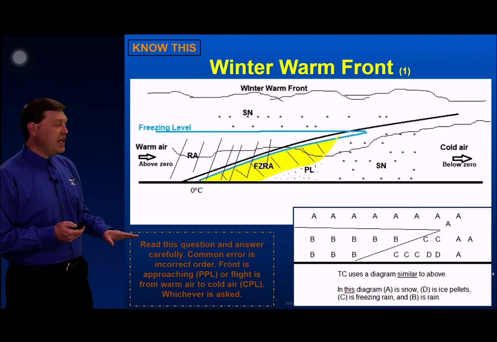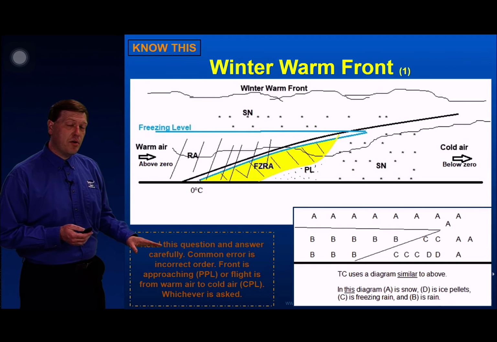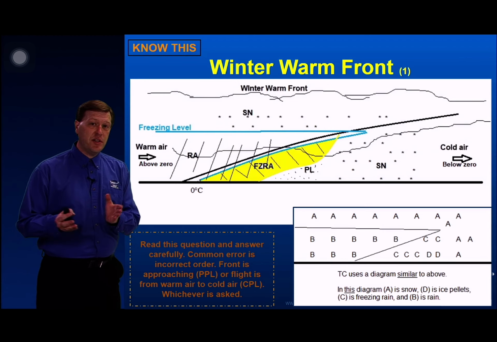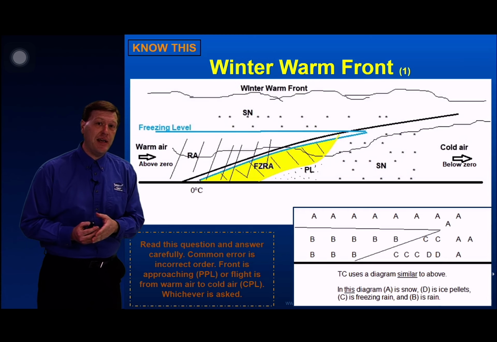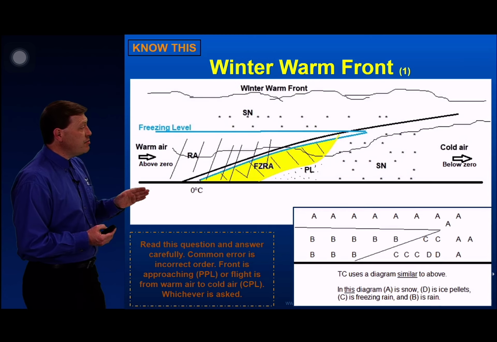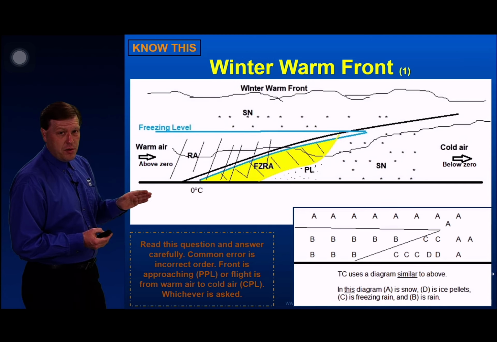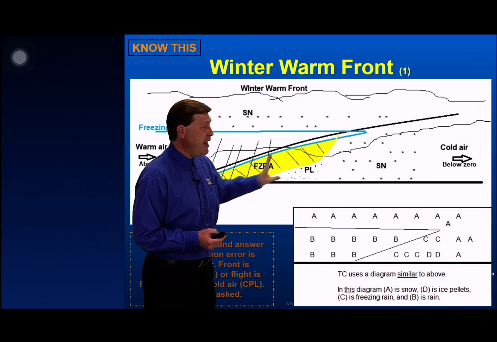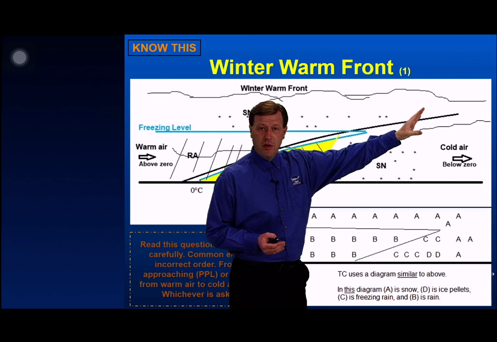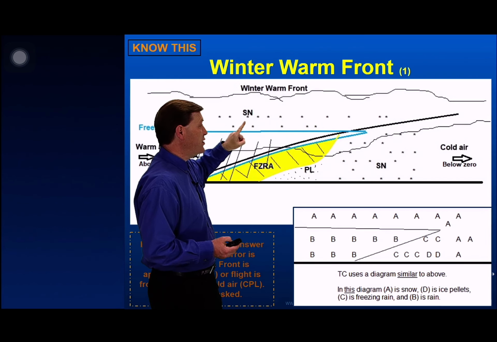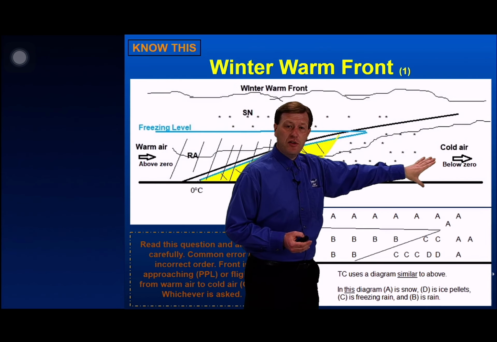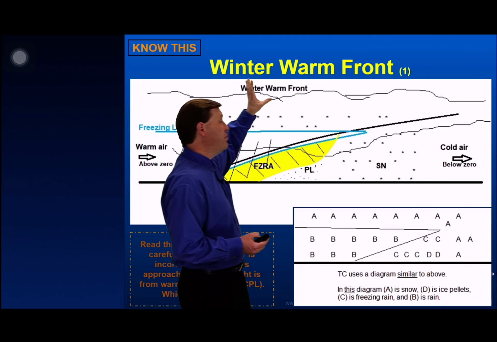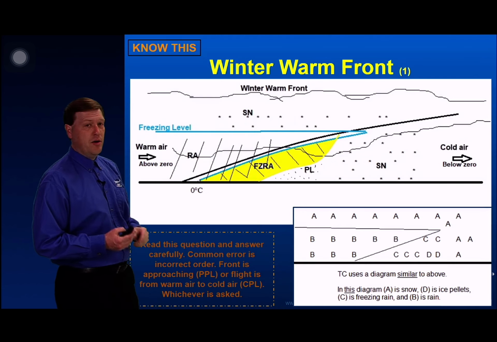So read these questions related to the winter warm front carefully. And what I strongly suggest you do is, just as I showed you a few minutes ago with frontal passages, commit this picture to memory. Most specifically, remember the freezing level and the frontal slope. Remember, over here it's snow, and then over here it's snow as well. So to the far right, into the cold zone, it's snow. Far above the freezing level, it's also snow.